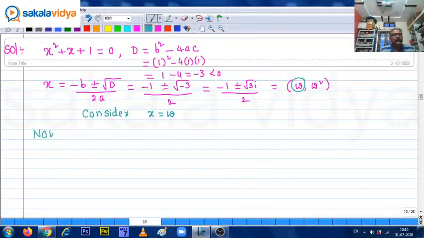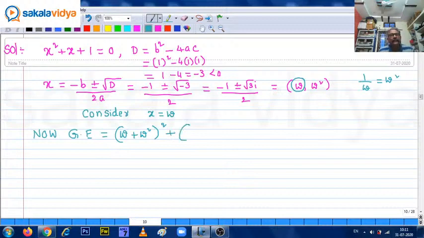Now the given expression can be written as x plus 1 by x. X plus 1 by x means omega plus 1 by omega. You remember, 1 by omega is omega square, because if you cross multiply you get 1 only. So this is omega plus omega square, whole square.